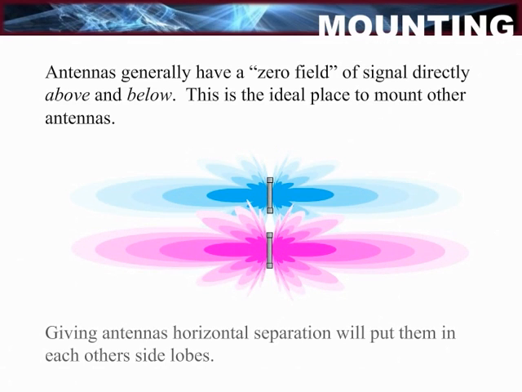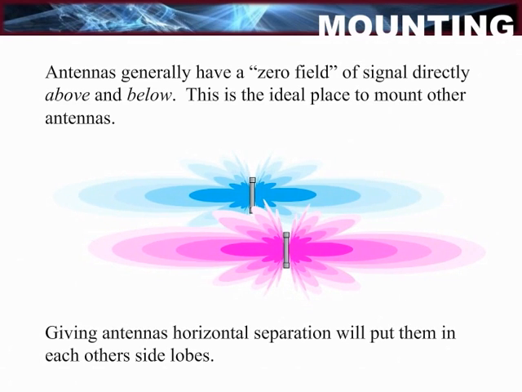Even slightly offsetting antennas that are mounted directly above and below each other will put each antenna in the other's side lobes. This can negatively affect the performance of each antenna. This is not such a concern if the antennas are on different frequency bands, such as 2.4 GHz and 5 GHz. However, if, for example, one antenna was on 2.4 GHz channel 1 and the other was on 2.4 GHz channel 6, there could potentially be interference between the two antennas.